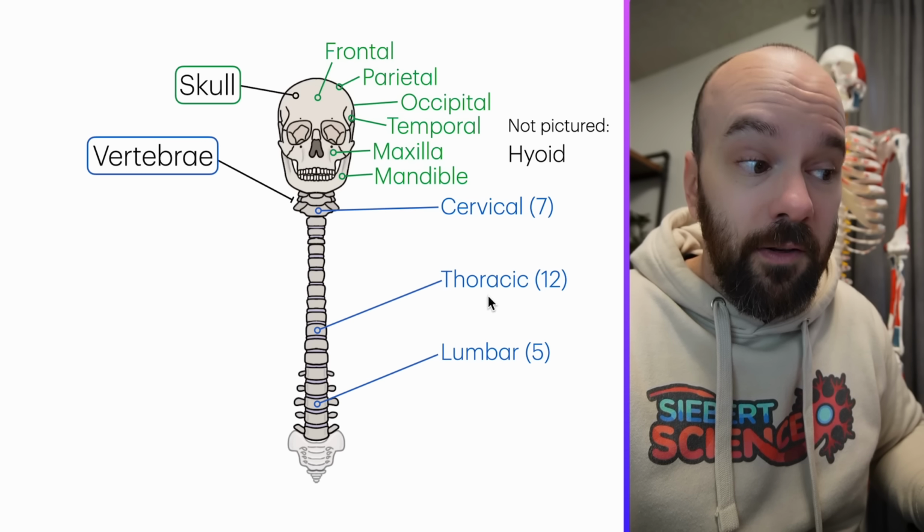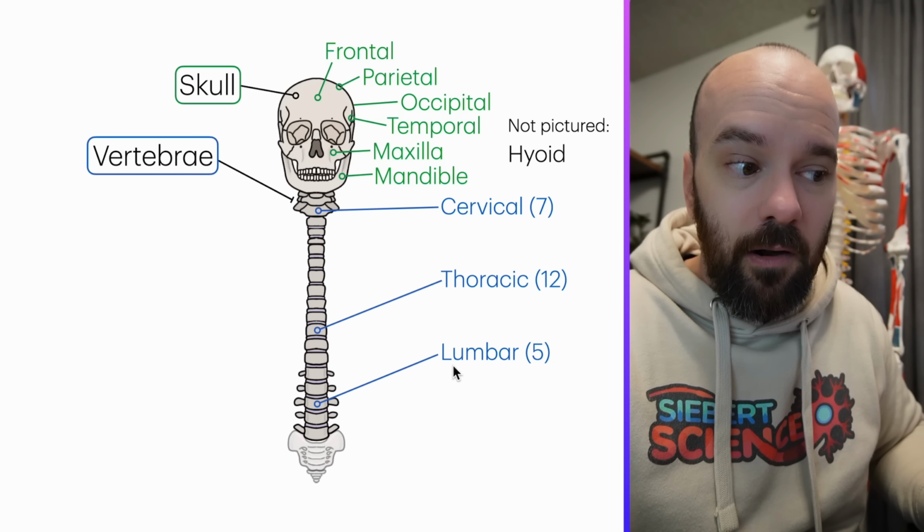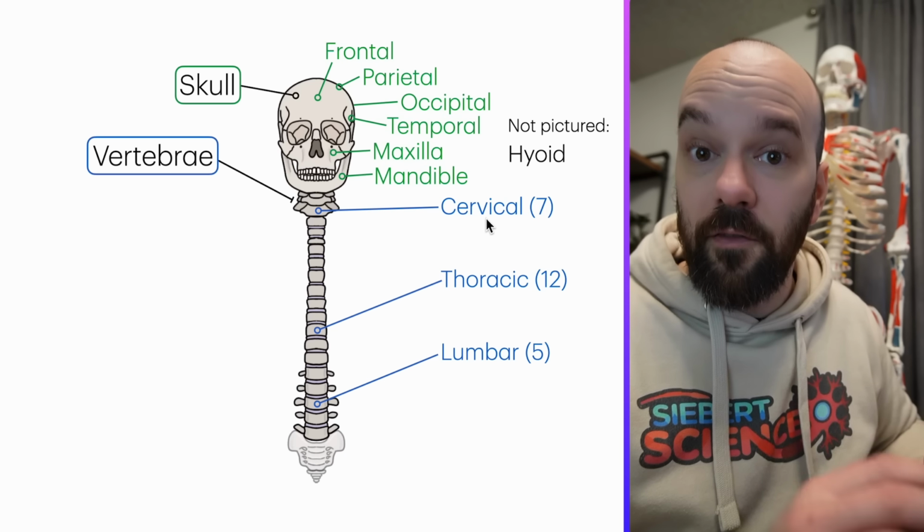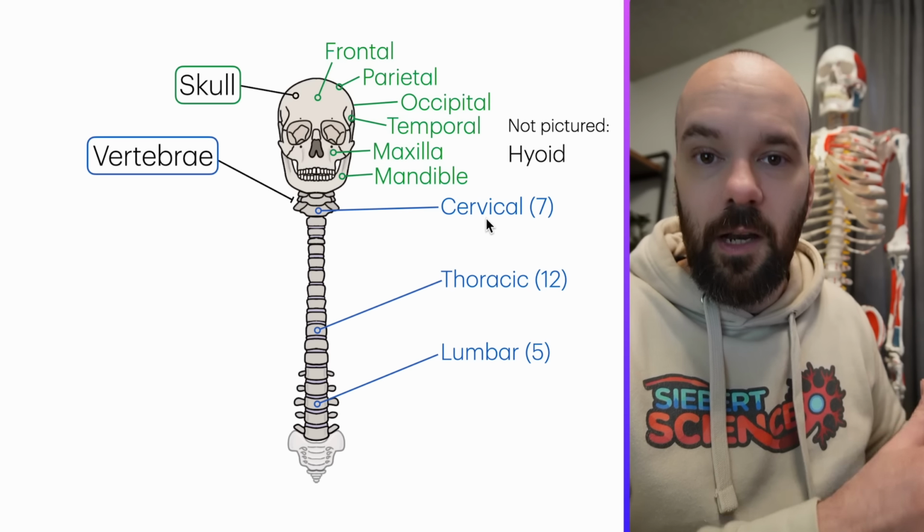We have 12 pairs of thoracic nerves, and we have 5 pairs of lumbar nerves. So the cervical is the one that's different. There's an additional pair of cervical nerves when we're comparing it to the numbers of the vertebrae.